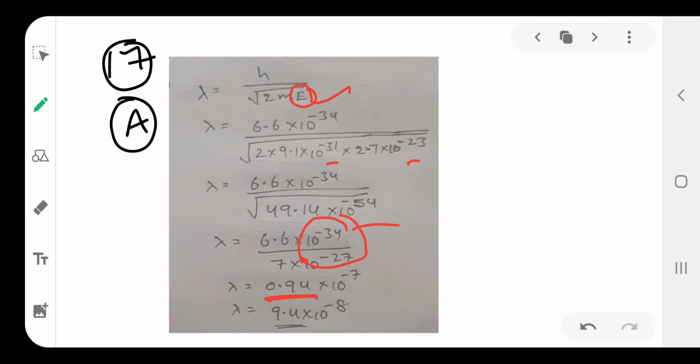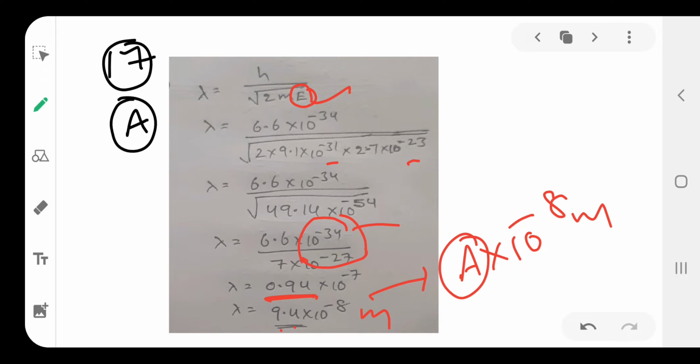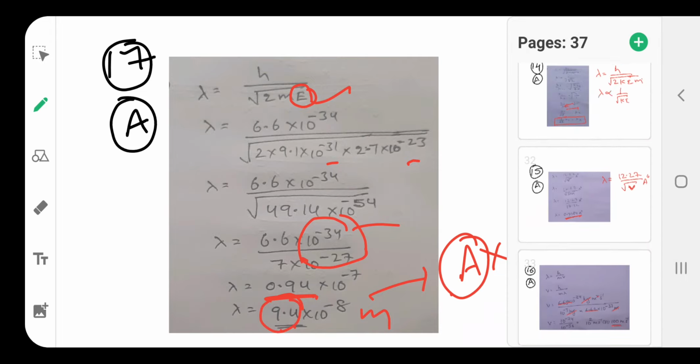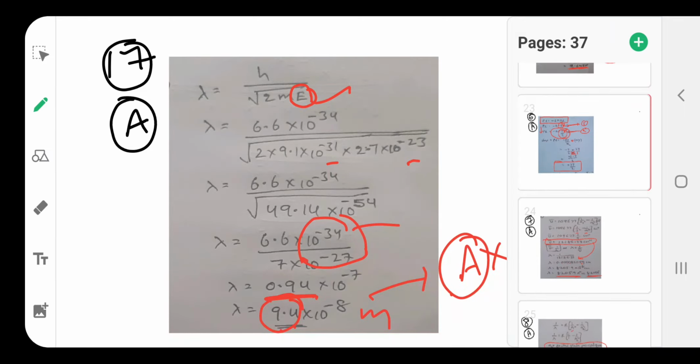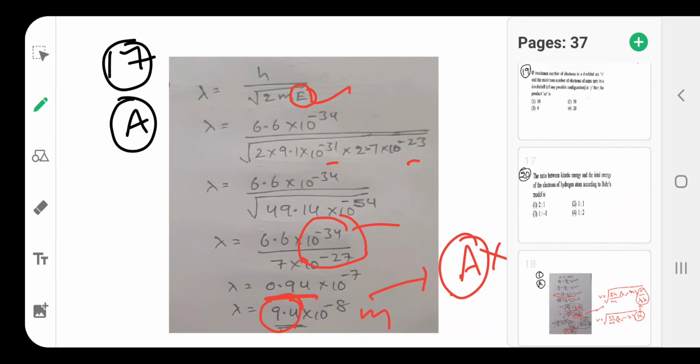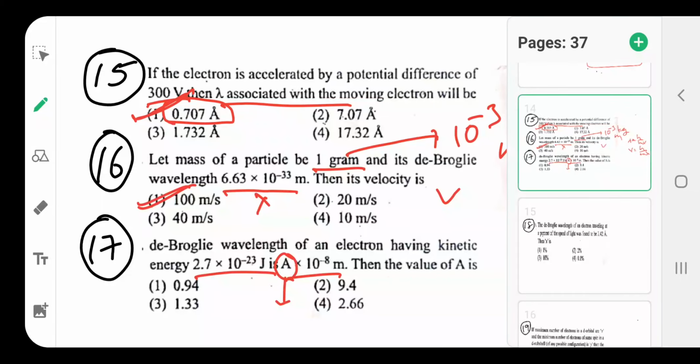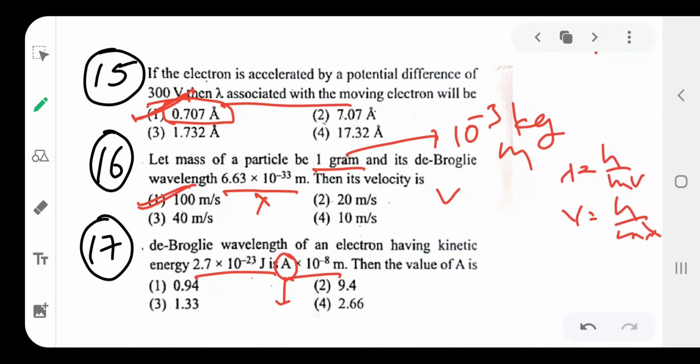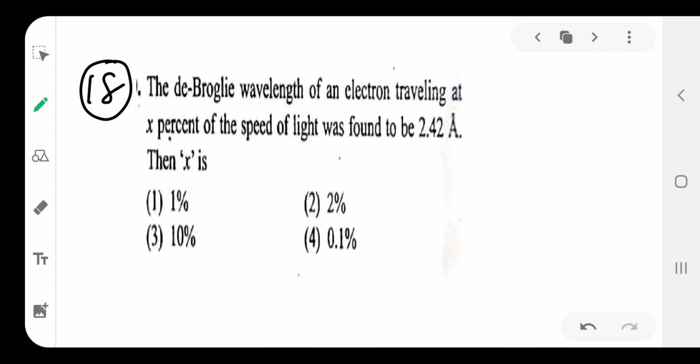10 power minus 7. Change the point here by one digit to 9.4 into 10 power minus 8 meter. Here, what is A? In the question, what is given? Wavelength A into 10 power minus 8 meter. What is the A value? The A value is 9.4. That is question number 17. So this is A value 9.4. Option is 2. Then next one is question number 18.